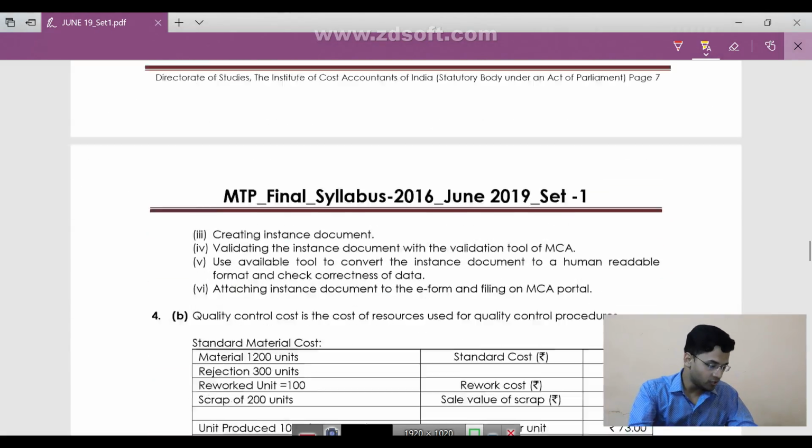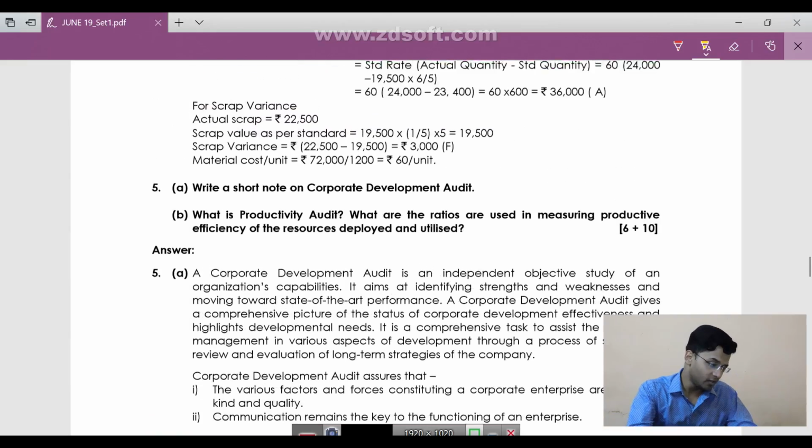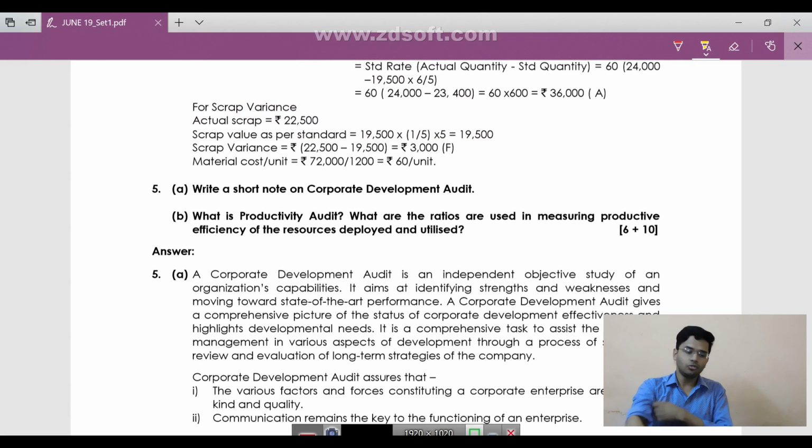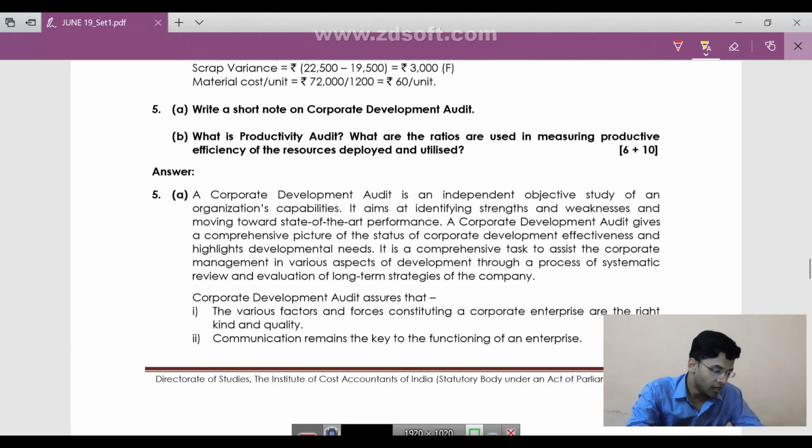So guys, the next question which we are going to take is again of the MTP itself. Write short note on corporate development audit. I hope that you have done those three chapters which are there in the syllabus for theory, and this question comes from those three chapters. Guys, there's one additional chapter which has been introduced this time, which is the chapter on documentation, and that is an important chapter for all of you. You should do that chapter thoroughly.